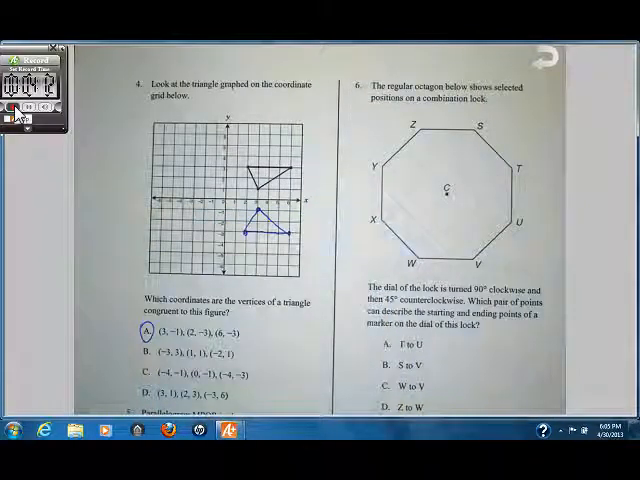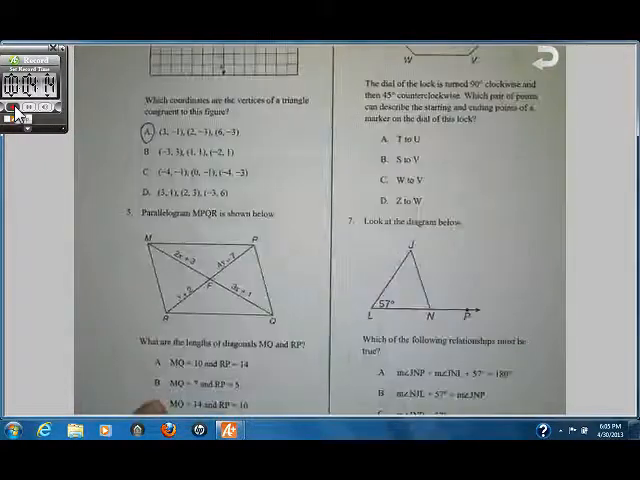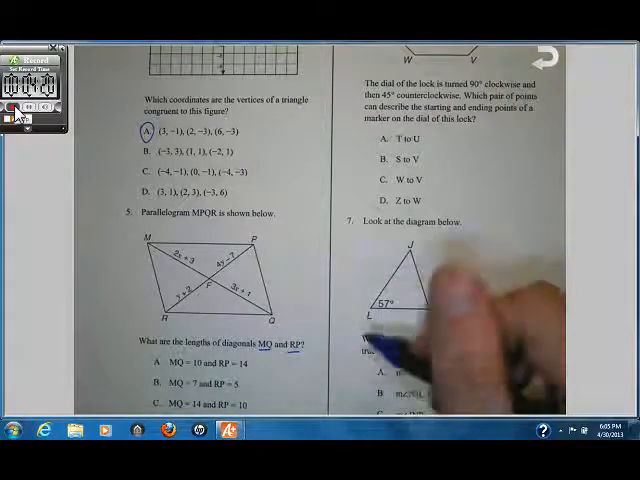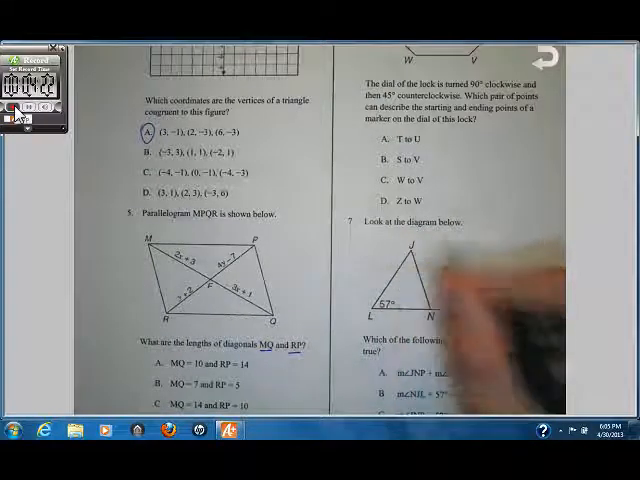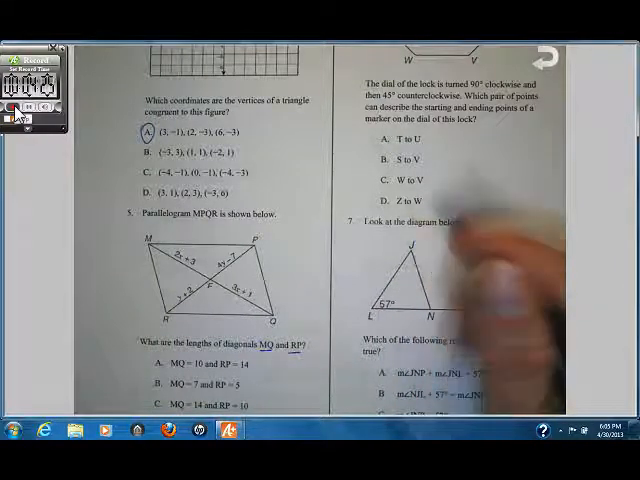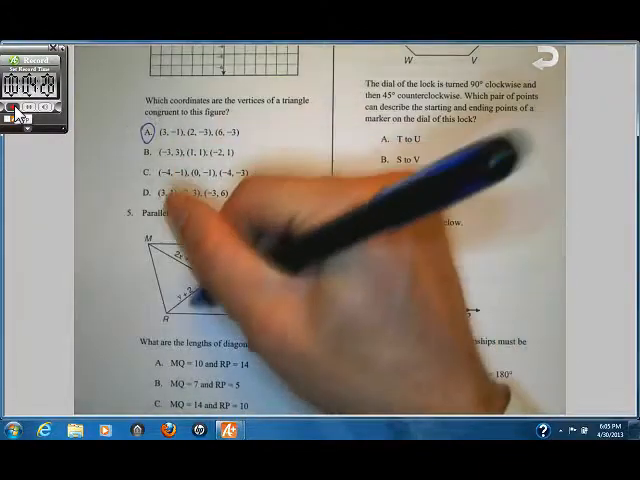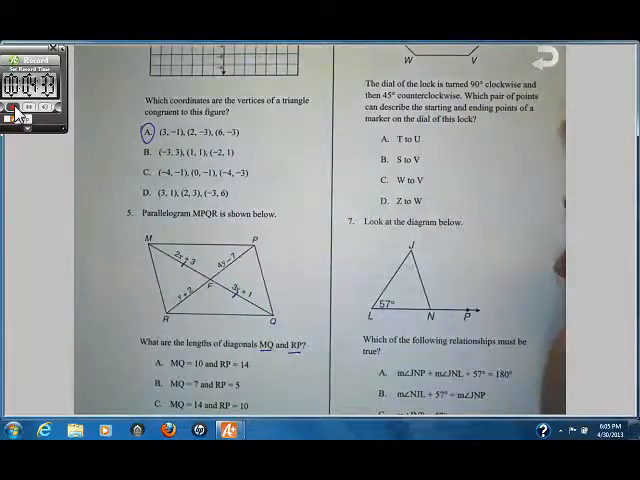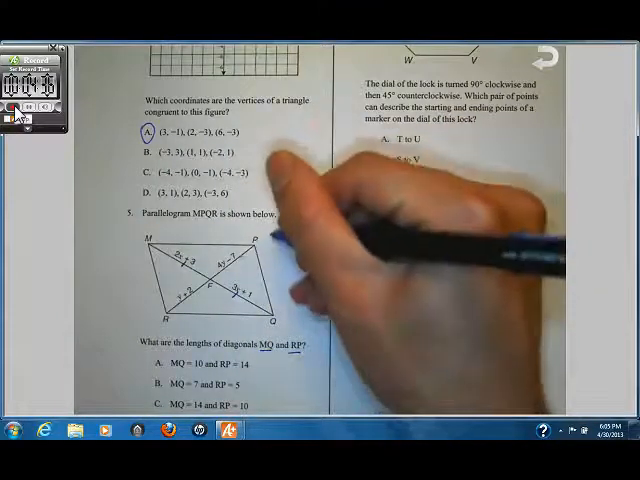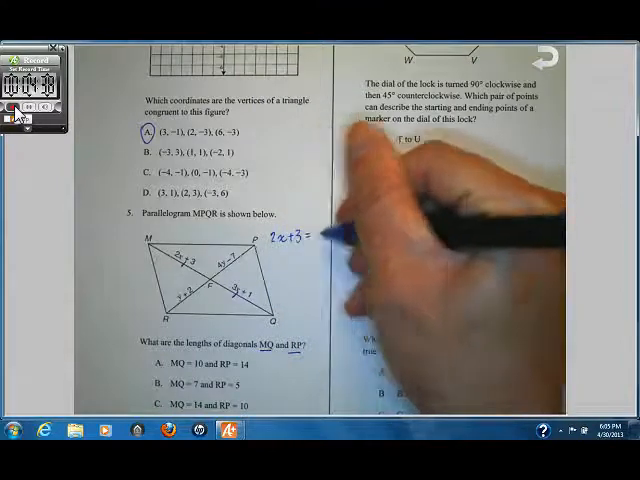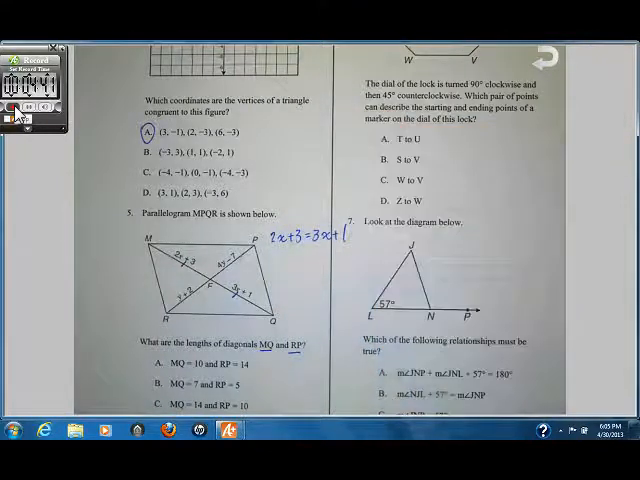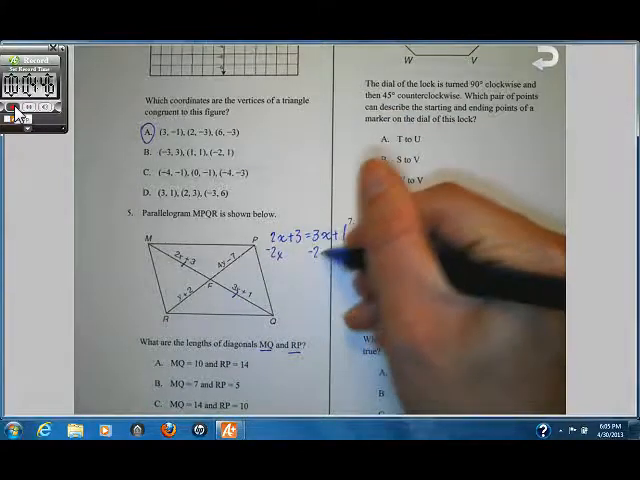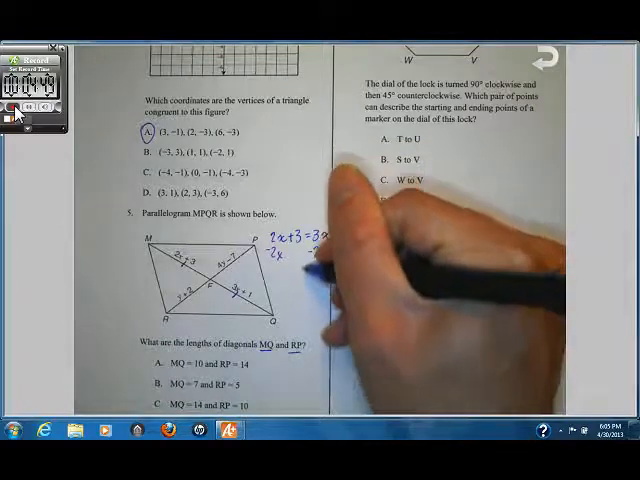Okay, the next one was a little bit more complicated. Notice that you were looking for the length of MQ and RP. Okay. So they gave you 2 equations with 2 unknowns. One of the things you had to remember is that this diagonal is the same length as this diagonal, that when you bisect parallelograms, the lengths are the same. So you have 2x plus 3 is equal to 3x plus 1. So you just solve for x. So you're going to subtract 2x from both sides. So you have 3 is equal to x plus 1, or rather that x is equal to 2.